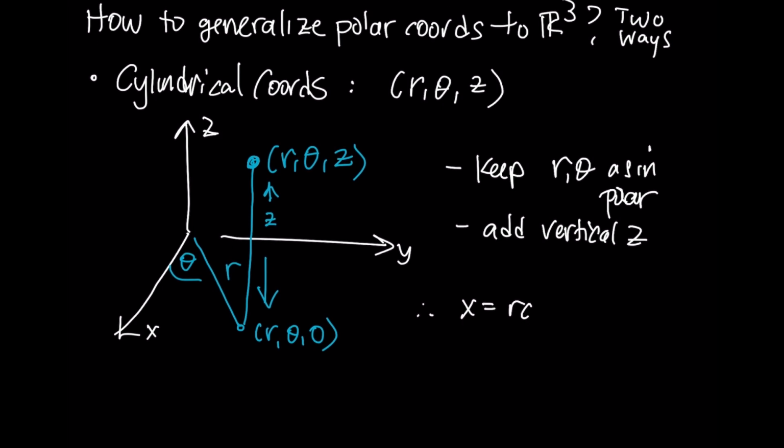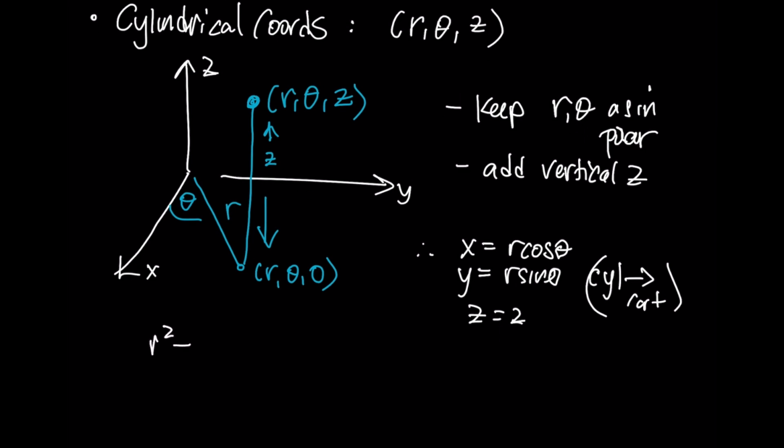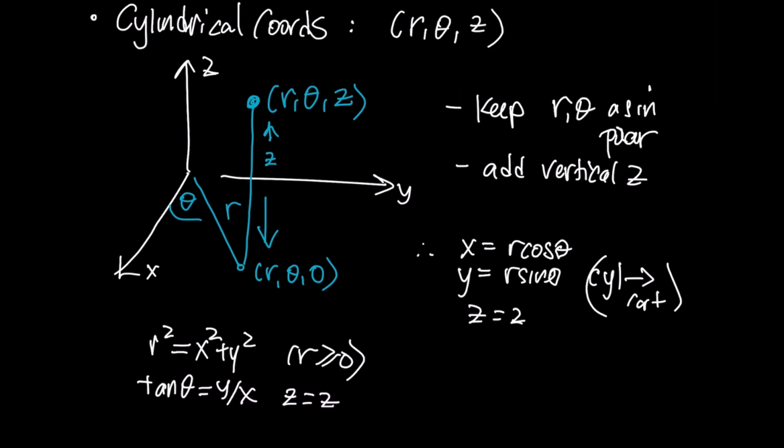x will be r cos theta, y will be r sine theta, and z will be z. So this is if you would like to go from cylindrical to Cartesian coordinates because you know r, theta, and z. And similarly, we'll have r squared is x squared plus y squared. And just like with polar, we're going to define r to be greater than or equal to 0. Tangent theta will be y over x. And of course, z will be z. So this will give us the switch from Cartesian coordinates into cylindrical coordinates.